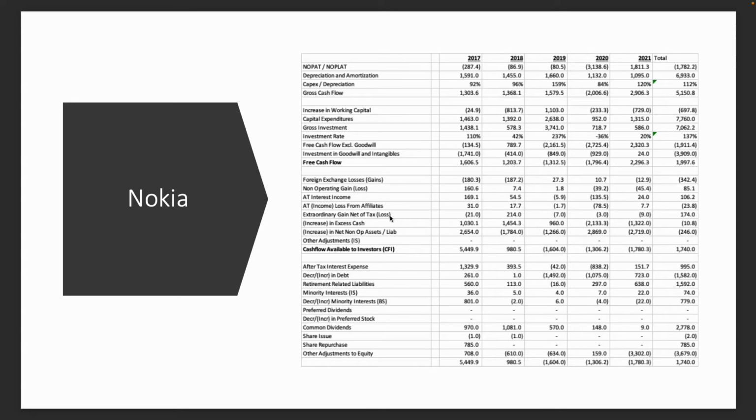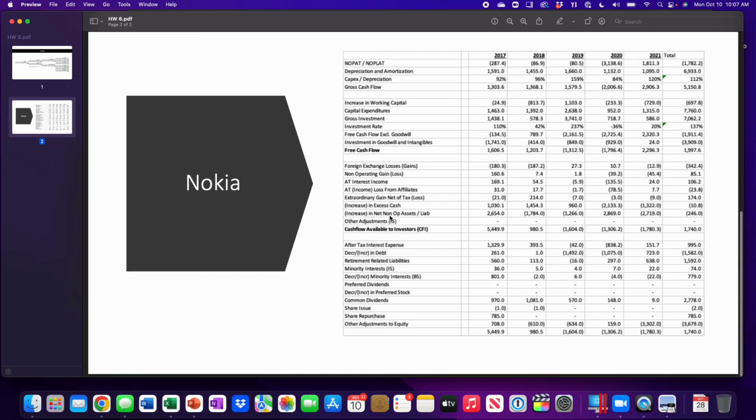Questions about Nokia's CFI? Questions about Nokia's ROIC tree? Questions about what you're going to be presenting next week in terms of either of these? Okay, great. So let's do some practice.